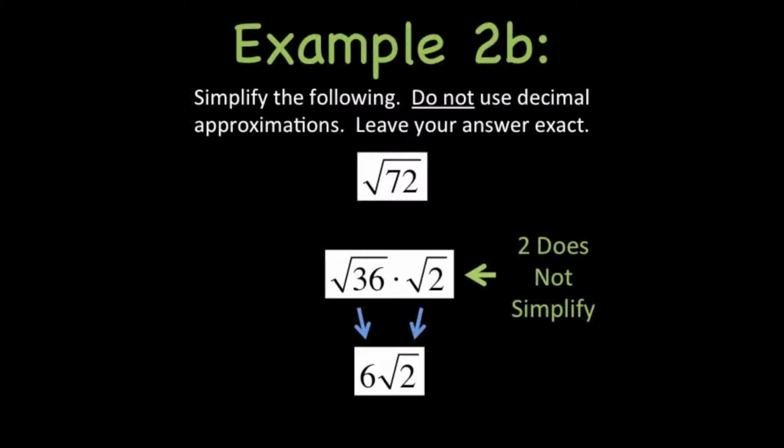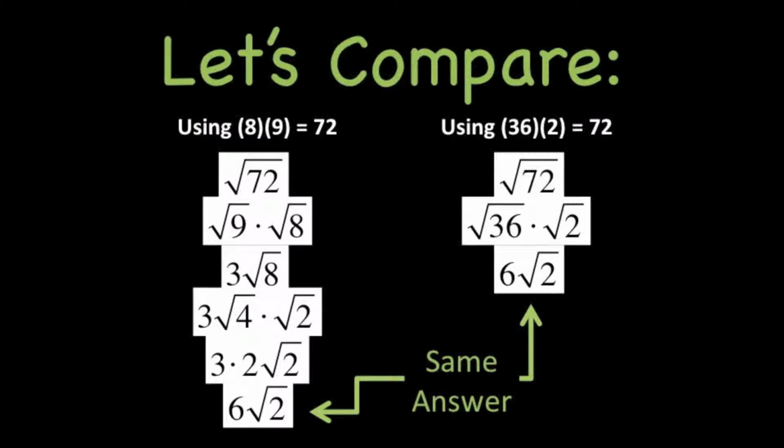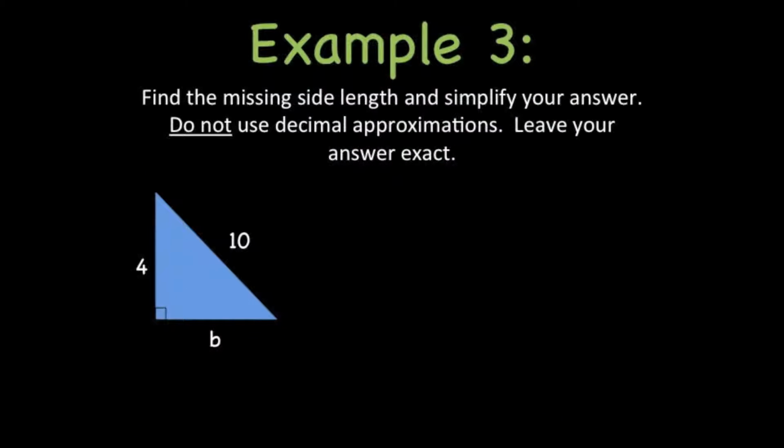You can see this gives us the answer of 6 square root of 2, just as our previous method did. This way just saves us a little work and again takes away some of the room for errors in our work. So for one last example, let's apply this to our work with the Pythagorean theorem. Take this right triangle, for instance.